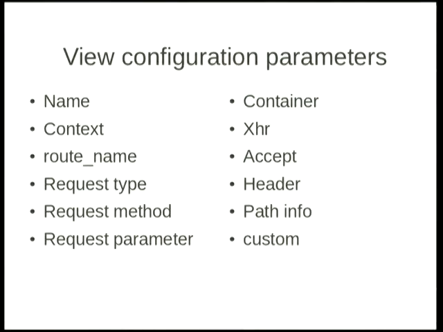There are several view configuration parameters that we can use. For example, we can make a view that only matches for a specific route. We usually use route name in the examples, route name home, and the view will only be called when the route that matches is home. But we can use, for example, the request type or request method. We might want to have a view that only responds to POST, and it's only used when we use the method POST, and a separate view.